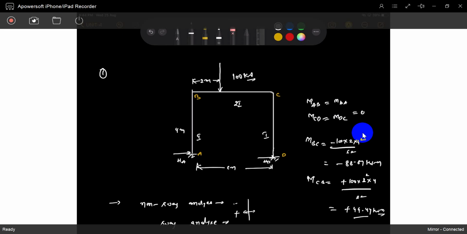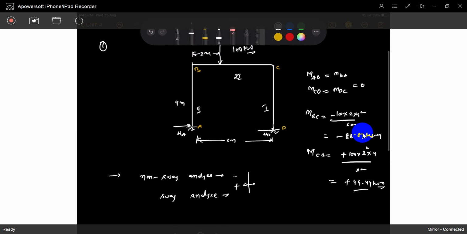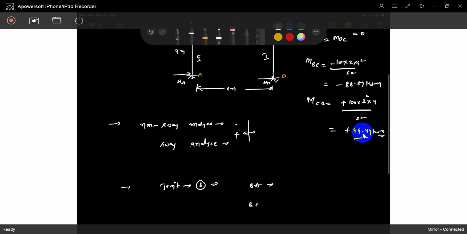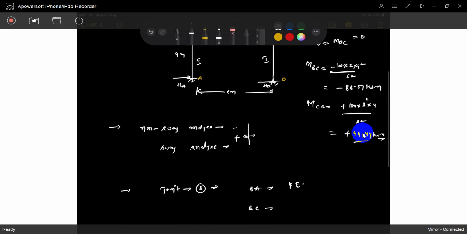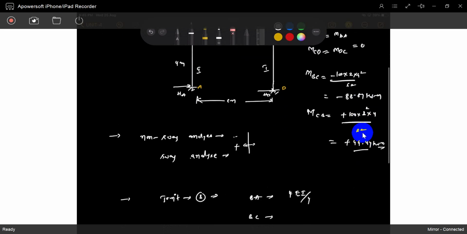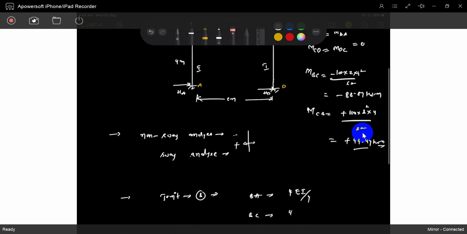Now we will enter the non-sway analysis. First we will do the non-sway analysis. Okay, I will show you. Before that we have to find the joint distribution factors. Take joint B, with members BA and BC. BA is 4EI by L, so 4, because A is fixed. BC, C is also fixed. An intermediate joint behaves as a rigid joint.